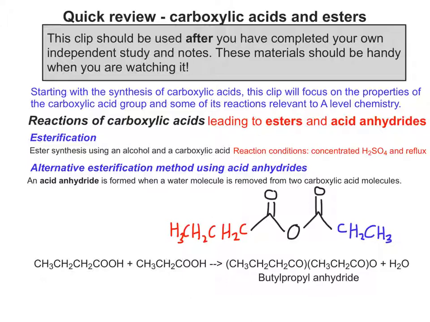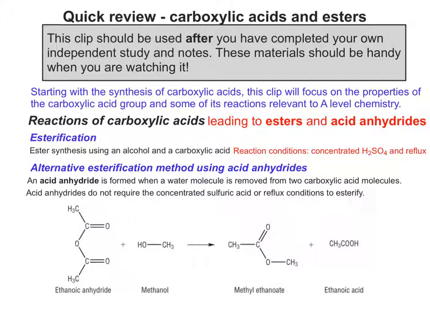And now what we need to have a look at is how we can use these types of compounds to make esters. Because acid anhydrides are so reactive, they don't require the concentrated sulfuric acid or reflux conditions to esterify that an alcohol and a carboxylic acid combination might do.